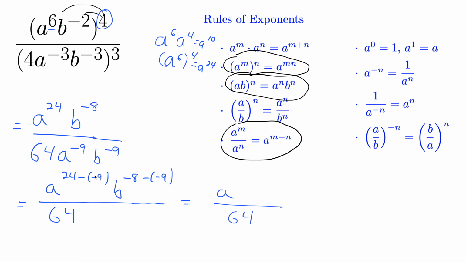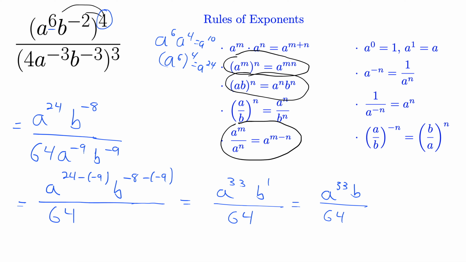Again, 64 is perfectly happy. a to the 24 plus 9 is 33. b to the negative 8 plus 9 is b to the 1. Well, we have no negative exponents. If we did, we'd bring them down to the denominator, but it looks like we just have a to the 33 times b all over 64.